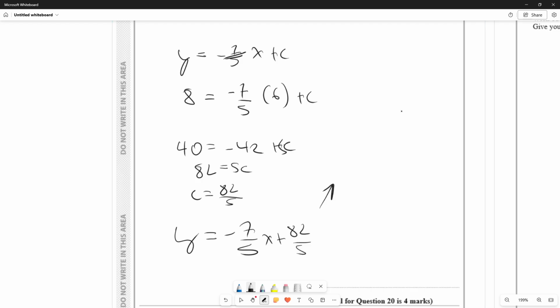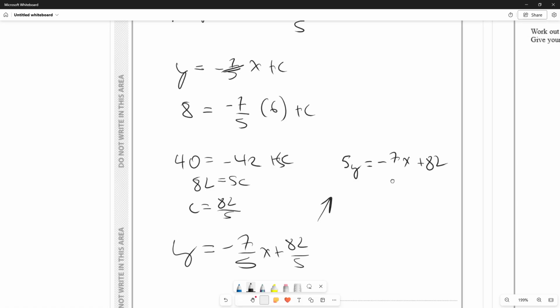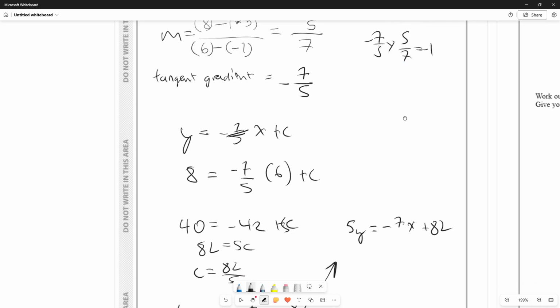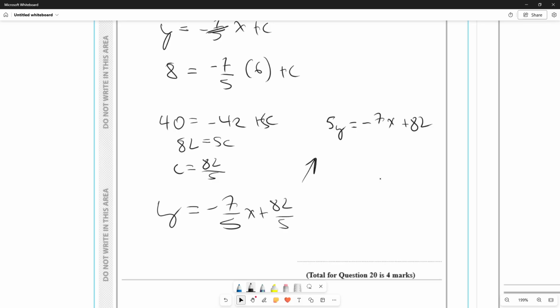First, I'm going to times everything by 5 to get 5y is equal to minus 7x plus 82. Notice here that a, b, and c are integers, so I can't just leave the fraction there. I have to make them all integers, and I can do that by timesing by 5. Now let's move everything to the left side to get the form 7x plus 5y minus 82 equals 0.